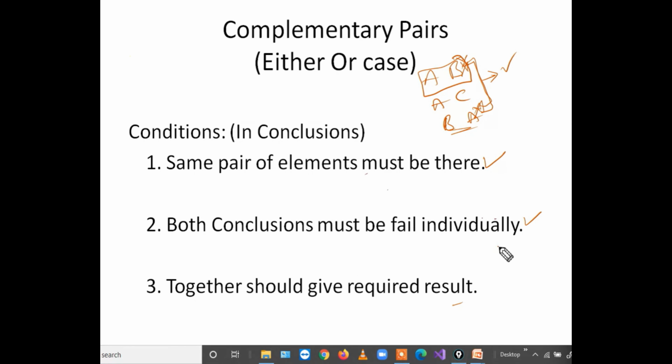Sir, conclusion 1 fails, conclusion 2 also fails. Sir, together also fail, then what is the use? We need 100% result, 100% answer. But they are unable to get the answer even after combining also. That's why directly in this case, we'll tell the answer as neither 1 nor 2. So together must give the required result. So these are the three conditions. Simply remember those points. For every question, after checking individual conclusions, verify these 3 points.